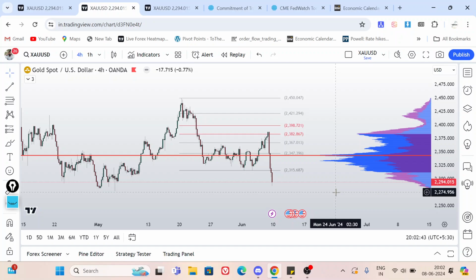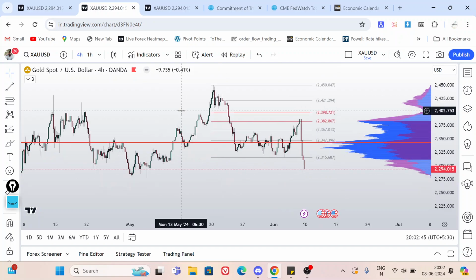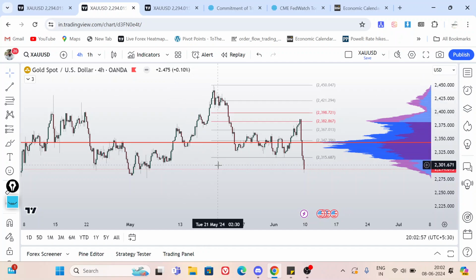So in this video we are going to analyze the gold chart on different time frames, and we are going to discuss important price action levels that we can use for next week for finding buy and sell opportunities. So before going into the price action, let's discuss the latest COT, that is the Commitment of Traders report.